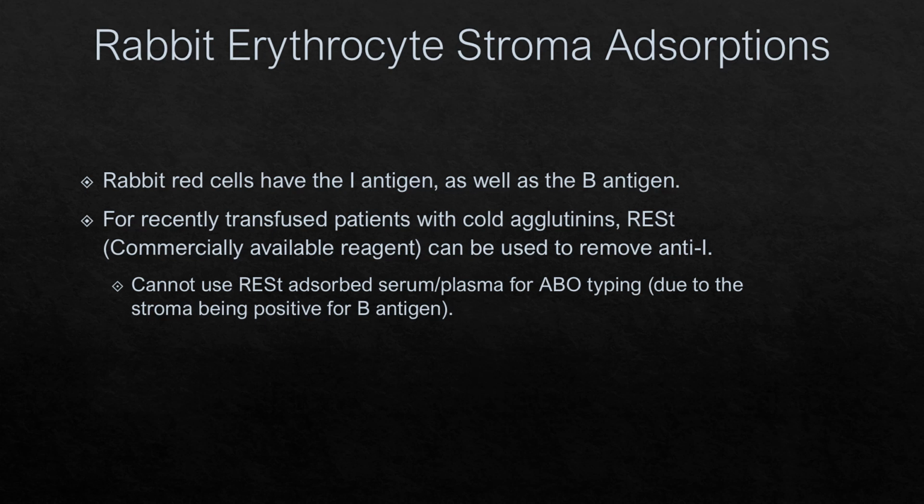There's also the rabbit erythrocyte stroma adsorption. These are used for cold antibodies. There are some downsides to this. Rabbit red cells are positive for the B antigen, so you cannot use that adsorbed plasma for ABO typing because any anti-B will be pulled out of the adsorption.